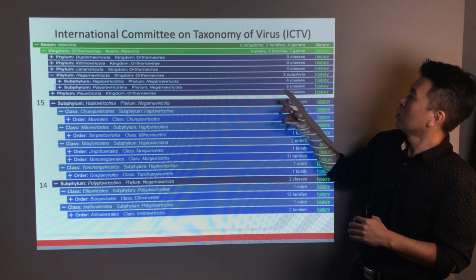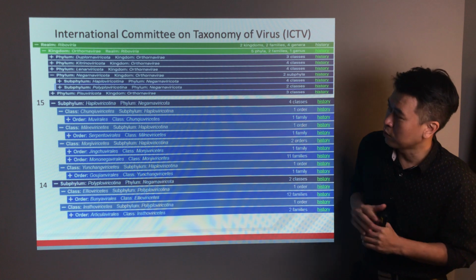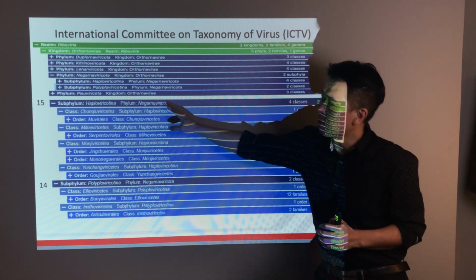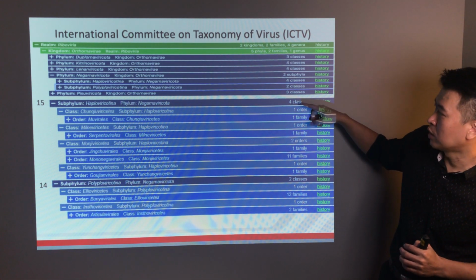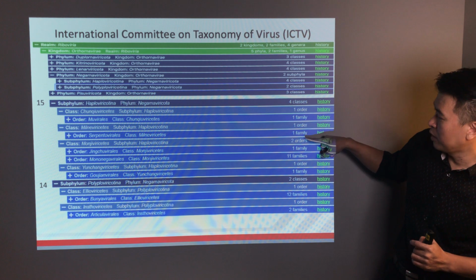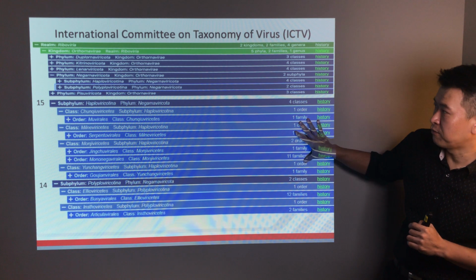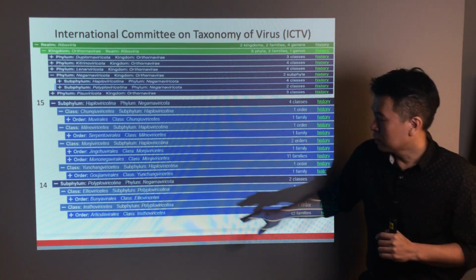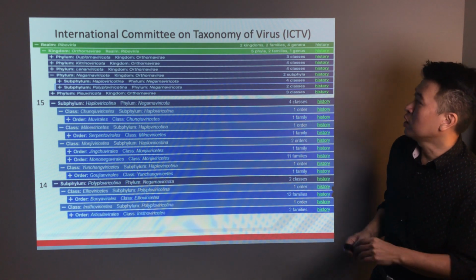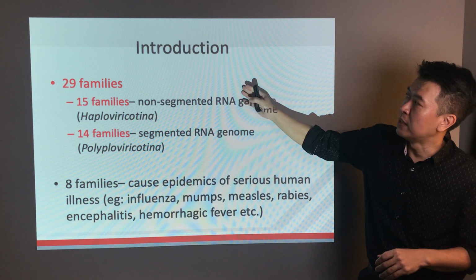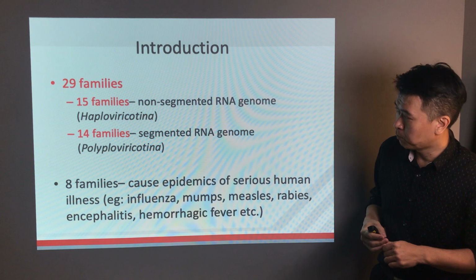Over here, you can see that they have 4 classes and 2 classes, and I've clicked this, and now you can see in total the Haploviricotina. What we can see here is a total of 15 families: 1, 11, 1, and so on, 11 plus 4, 15 families. And for Polyploviricotina, we have 12 plus 2, 14 families. So in total, we have 29 families that have a negative-strand RNA genome.